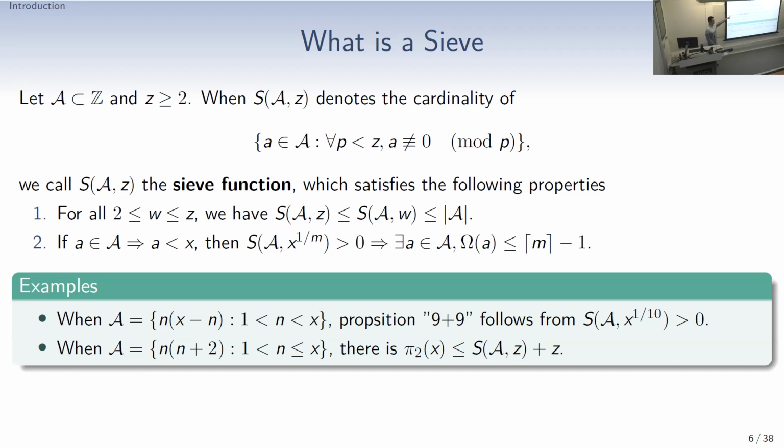So we will define the size of the set to be the sieve function, and this is notation that is quite standard in analytic number theory. And this function satisfies 2 basic properties. The first one is monotonicity. If we make z large, then we can only have a smaller number of elements remaining in this new set, because we are removing numbers that are multiples of primes. And if we remove more primes, then there will be fewer elements remaining in the set.